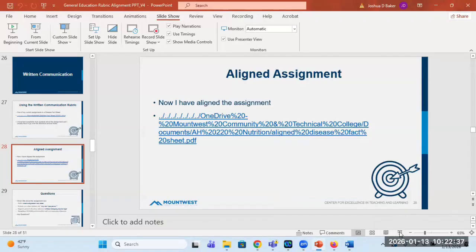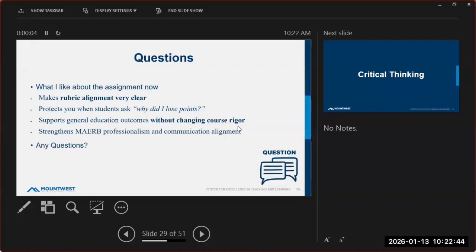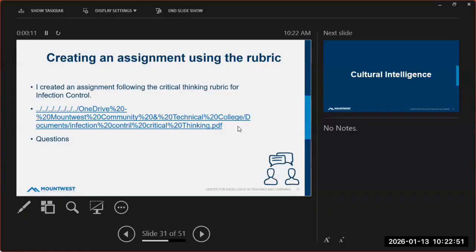Hopefully Julie doesn't have as many problems as I've had. Yeah, do you have any special links or anything? Forgot. This, again, rubrics make it easier. Critical thinking, I forgot about critical thinking. But this is an assignment I created for critical thinking.